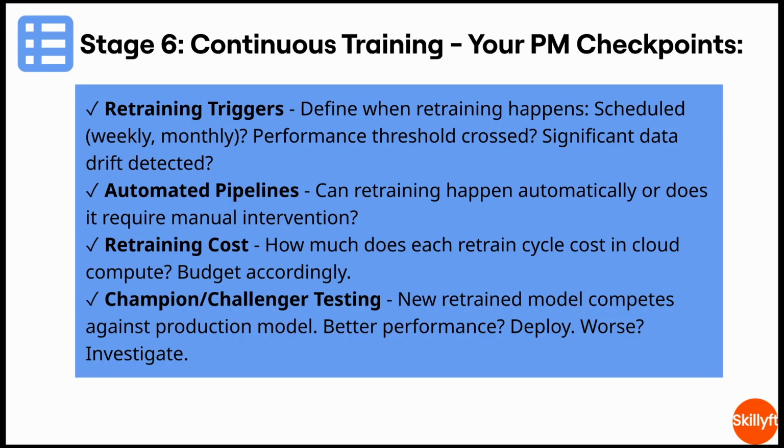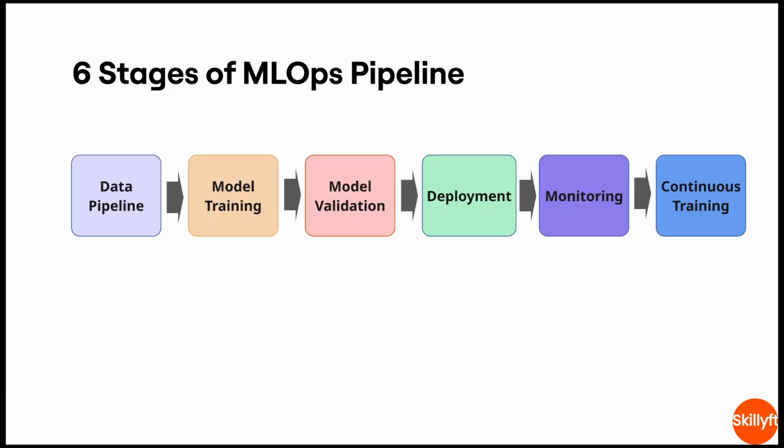Retraining cost: how much does each retrain cycle cost in cloud compute? Budget accordingly. Champion-challenger testing: the new retrained model competes against the production model. Better performance, you go ahead and deploy. Worse, you investigate. So the key question for project managers to ask here is: what's our cadence for model retraining, and who approves production updates? Define this in your governance document from day one. So this is our 6 stages of the MLOps pipeline: data pipeline, model training, model validation, deployment, monitoring, continuous training.